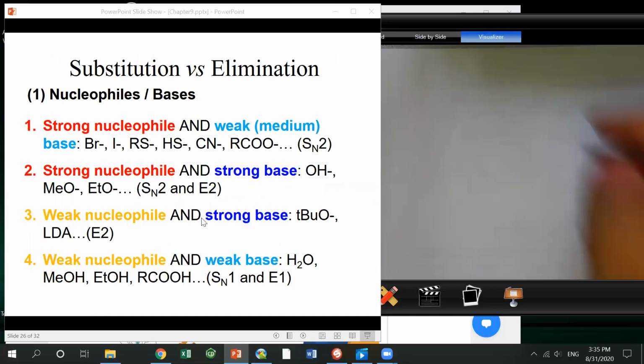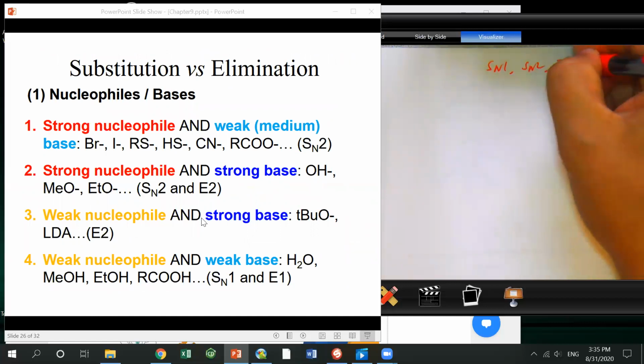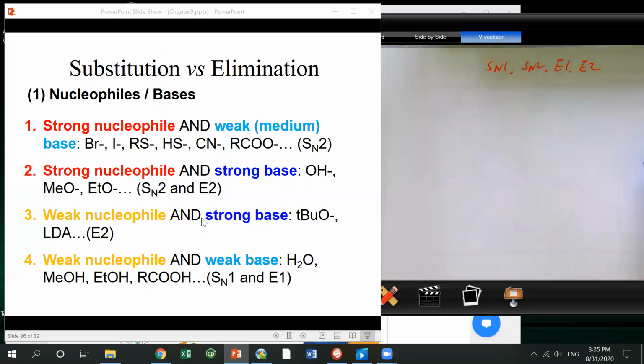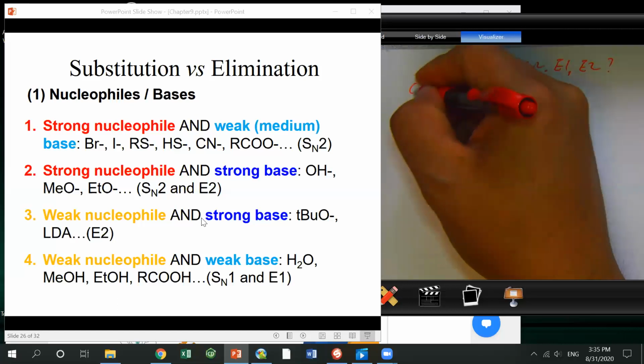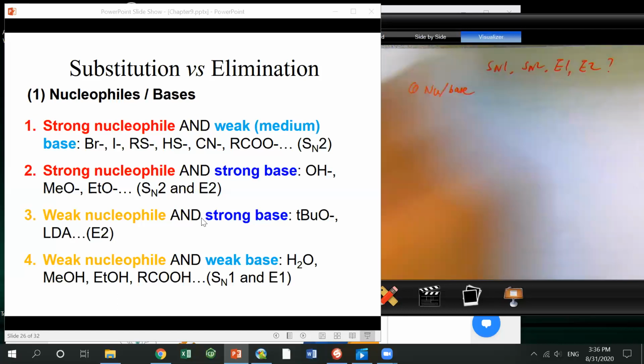So how do we determine the SN1 reaction, SN2 reaction, E1 reaction, or E2 reaction? In the quiz tonight, for substitution reactions you only need to determine SN1 or SN2. But for exam 1 or quiz 2, you have to determine SN1 or E1 or E2. The first thing you need to look at is the nucleophile and also the base.